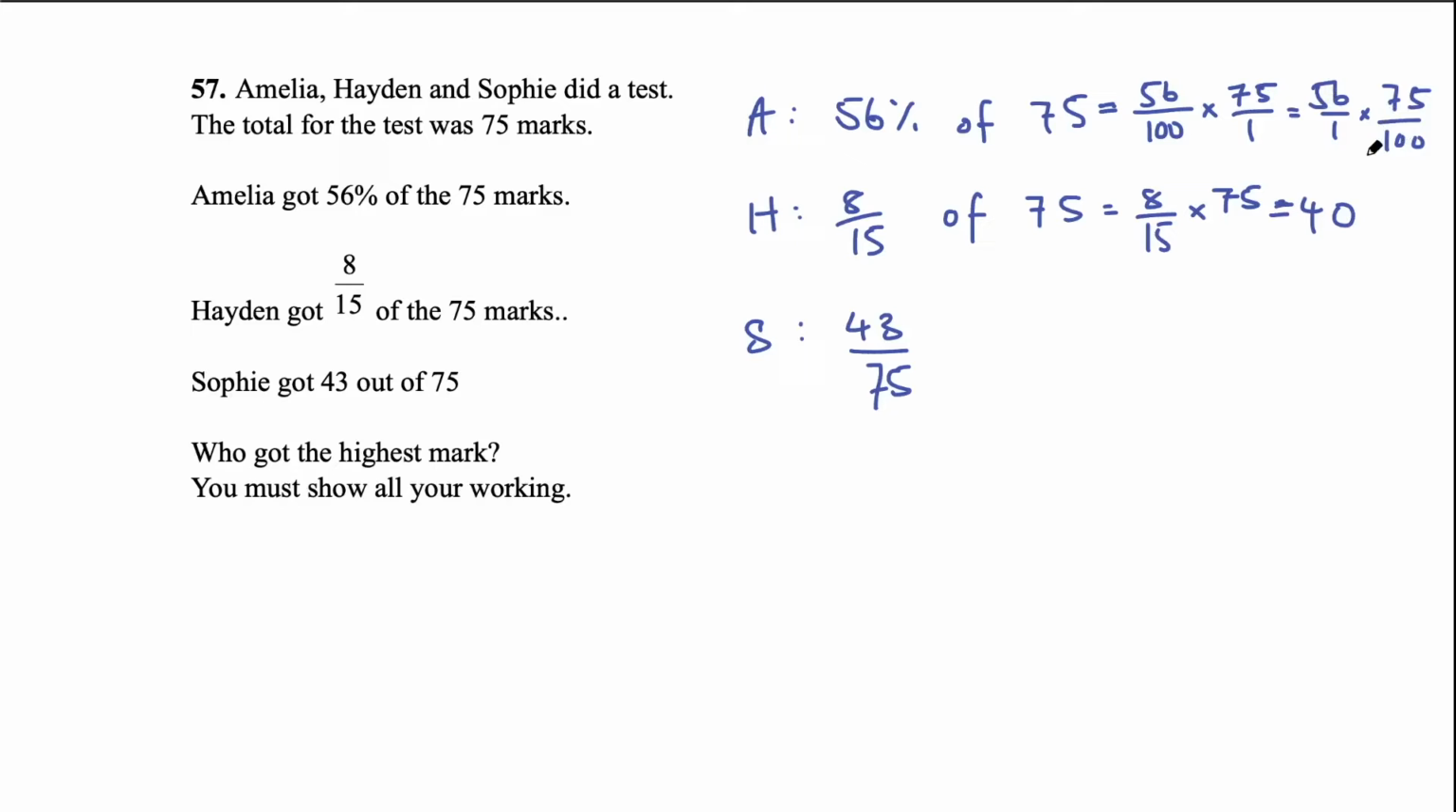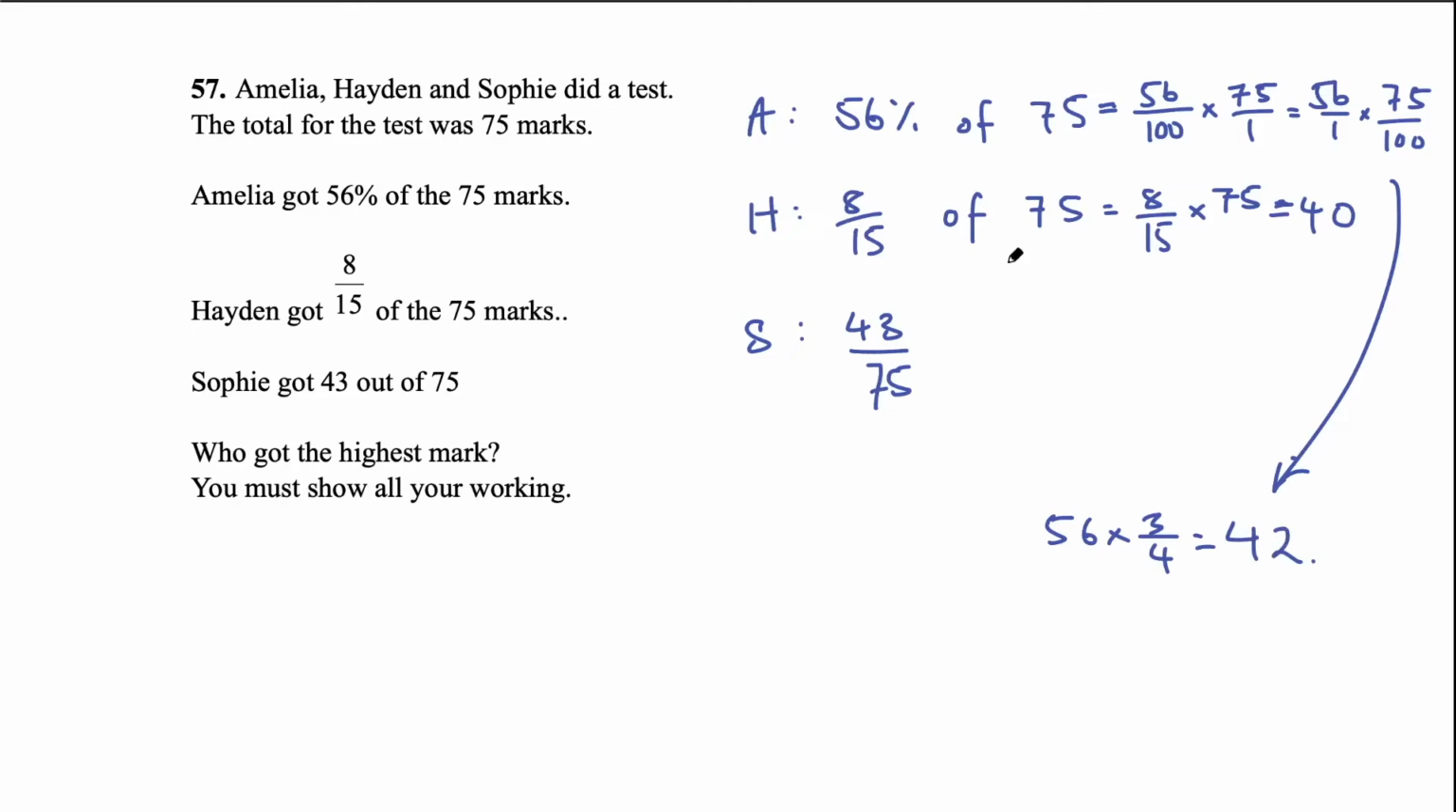Not when you're adding, but when you're multiplying, you can move the numbers around like this. So let me just bring this down here. Ran out of room there. We've got 56 times 3/4. And then I can do 56 divided by 4. 56 divided by 4, that's 14. 14 times 3 is 30 plus 12. So that's going to be 42. So that was Amelia's mark.